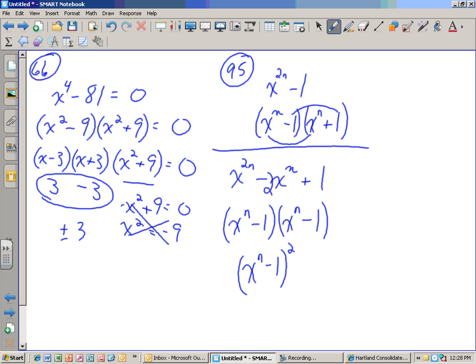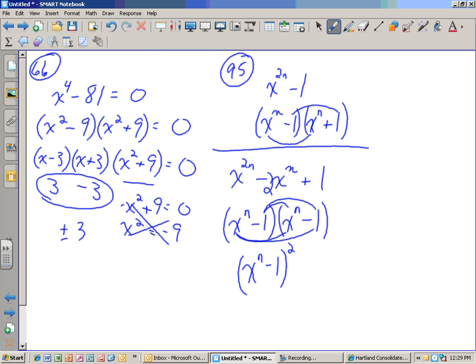So let's check that out. X to the n times x to the n is x to the 2n. X to the n times negative 1 is negative x to the n. Negative 1 times x to the n is another negative x to the n. That's where I get the negative 2x to the n. And negative 1 times negative 1 is plus 1. Okay?